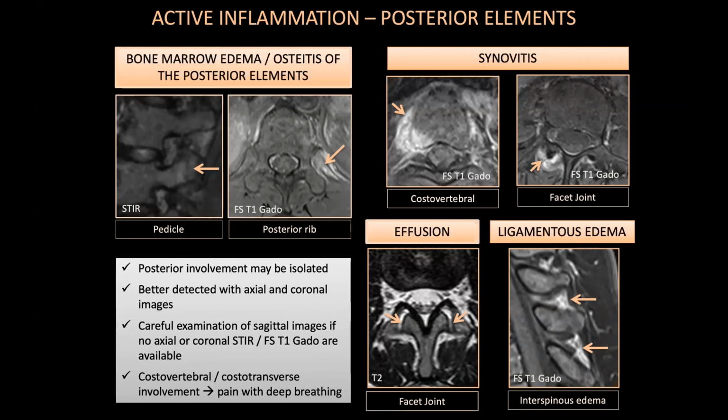So the important bit in this slide is that posterior involvement may be isolated. So it's important to specifically look at the posterior elements. And this is much better evaluated with axial or coronal images of fluid sensitive sequences, so T2 FATSAT. If axial and coronal images are not available, it is recommended to be very careful in interpreting the sagittal images. And costovertebral and costotransverse joints are very helpful to understand why a patient has pain or difficulty breathing.